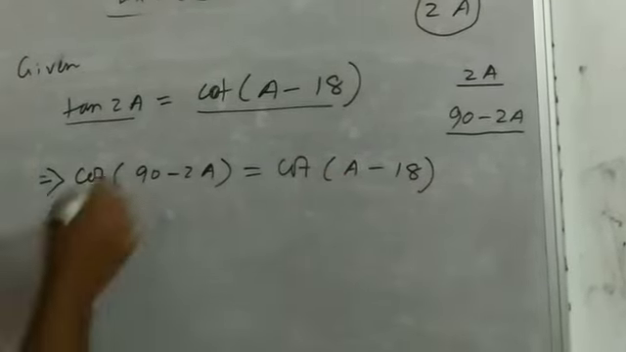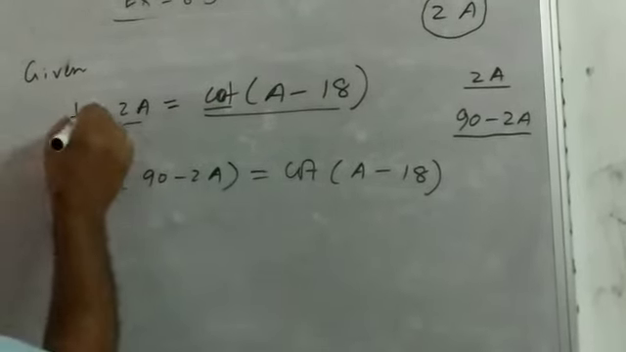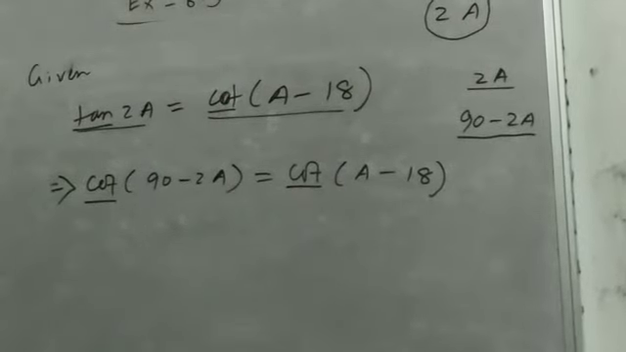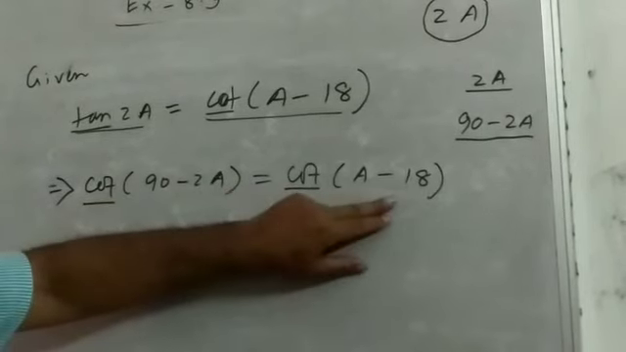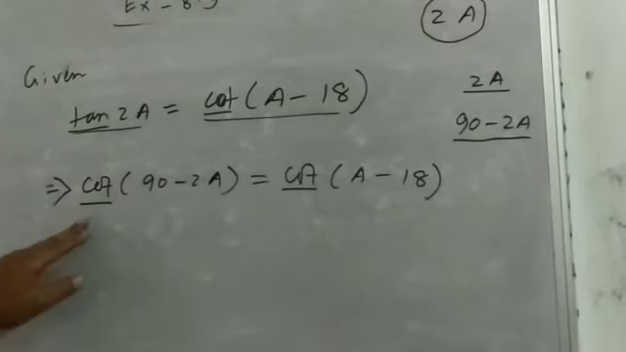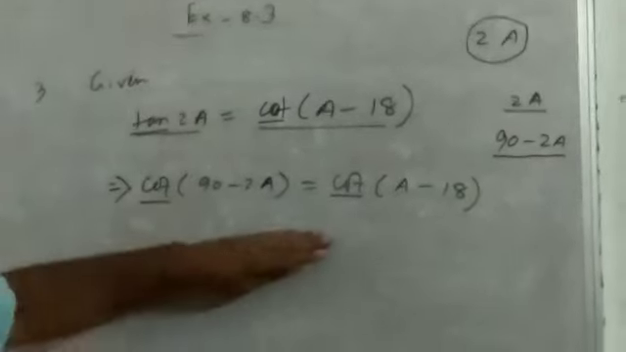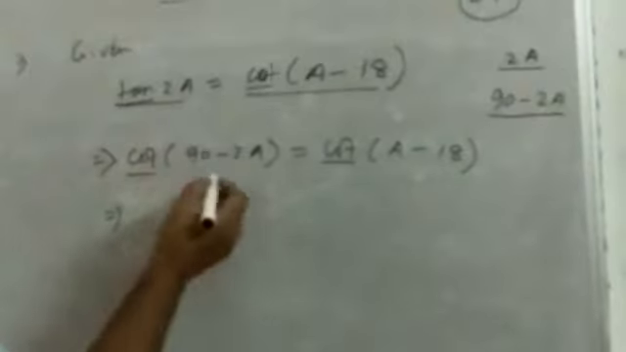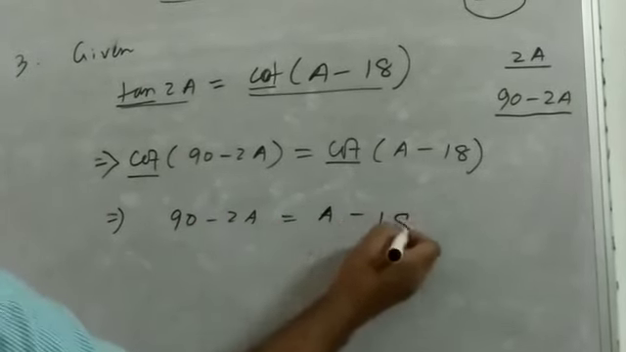Now you see, right hand side it is given cot, left hand side tan. Now we have expressed left hand side also as cot. So both sides we have expressed as cot ratios. Okay, then cot of this angle and cot of this angle, if same ratio, then this ratio can cancel. It is the process, both sides we have to express as the same ratio. So cot and cot cancel, so 90 minus 2A is equal to A minus 18 degree.